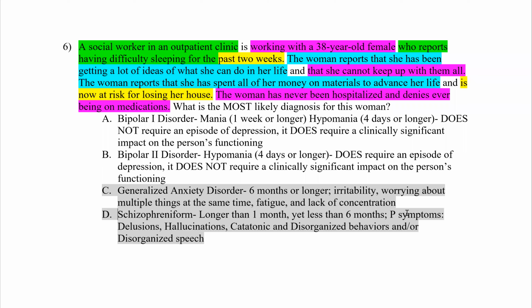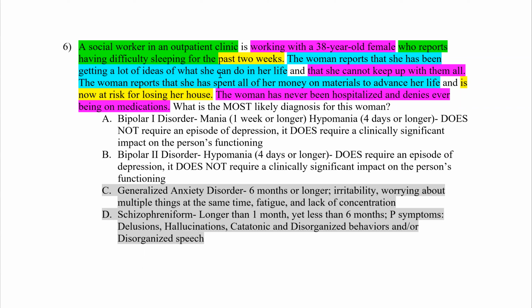Schizophrenia, the positive symptoms that we had cited to help rule it out. Of course, it has negative symptoms as well, but those aren't cited as well. So there's no delusions, no hallucinations, no catatonic disorganized behaviors and or disorganized speech, and the negative symptoms, lack of interest, lack of hygiene, isolating themselves, etc., are not present in this.